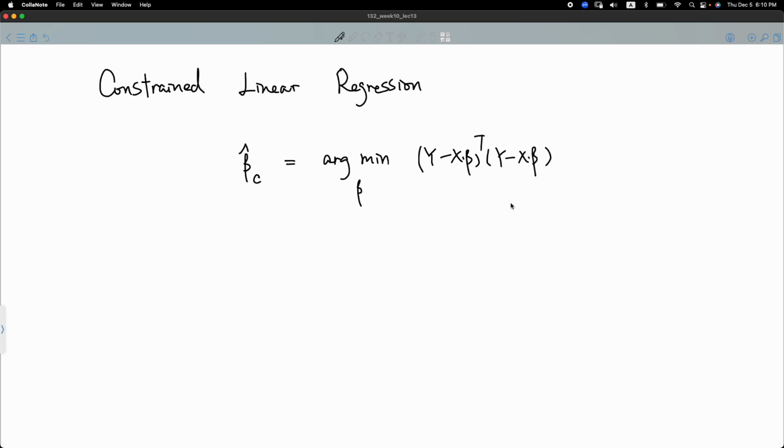If you just perform this minimization, you will get the ordinary least squares estimator, which will give you X transpose X inverse X transpose y. So if you just do that. But now we add one more additional constraint to this framework. We write it as subject to C beta equals gamma. So here the C is an m by p matrix.